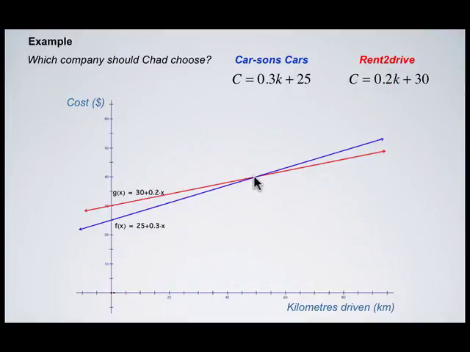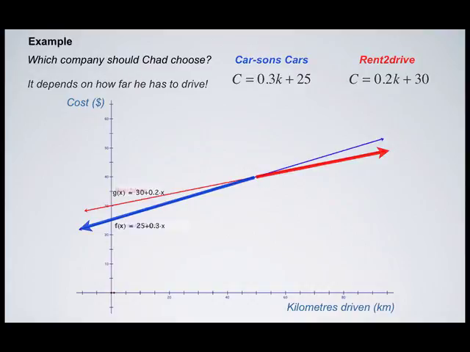And you'll note that the two lines intersect at one point, and that's going to be the key we're going to look at in linear systems: this intersection point. If we look to the left of that point, you'll notice that the cost for renting from Carson's Cars is less than the red line. And if we look to the right of that point, then the cost is going to be less for the red line, because remember, cost is on the vertical axis. So the lower the line is at a given point, the lower the cost. When he makes the decision as to which car company to choose, it is going to depend on how far he plans on driving.